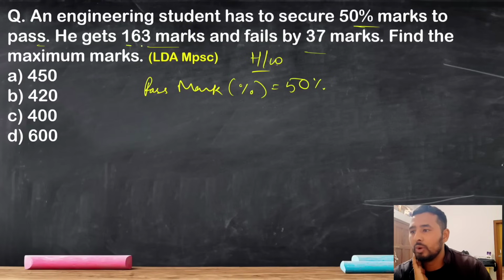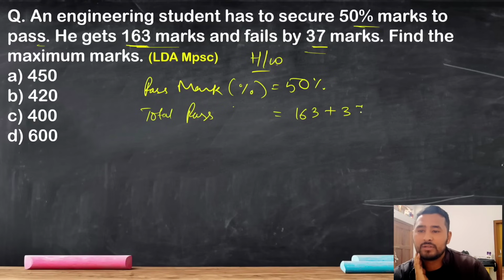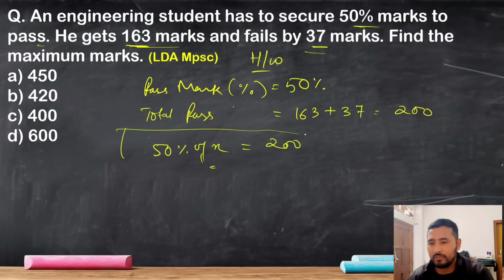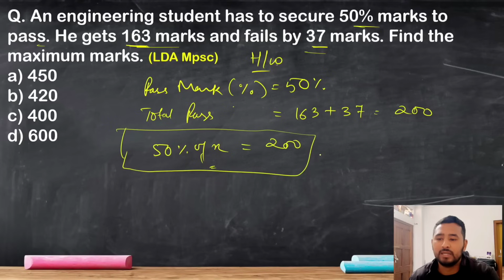Look, he got 163 and failed by 37. So total pass mark in numbers will be how much? This will be 163 plus 37, which comes to 200. So the rest you know, you can do it. 50% of x equal to 200 to get the maximum mark. So solve it by yourself and give the answer in the comment.